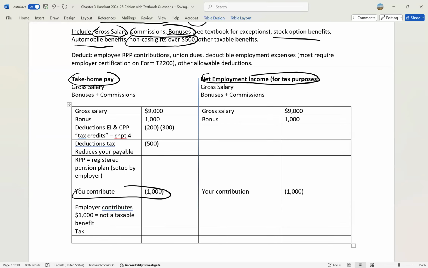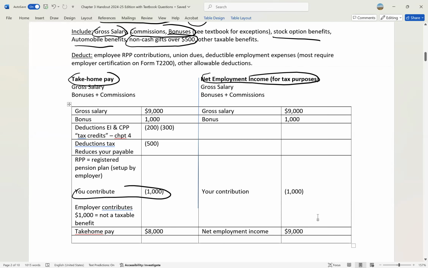So if we look at these calculations here, we'll see that your take-home pay after all these deductions is going to be $8,000. But the amount that you include for tax purposes, your net employment income that you include in 3A, is going to be $9,000. So there's a little bit of a difference between your take-home pay and your net employment income, but I just want to lay the foundation as to how this calculation is done and the fact that there are differences between what you take home versus what your net employment income is.